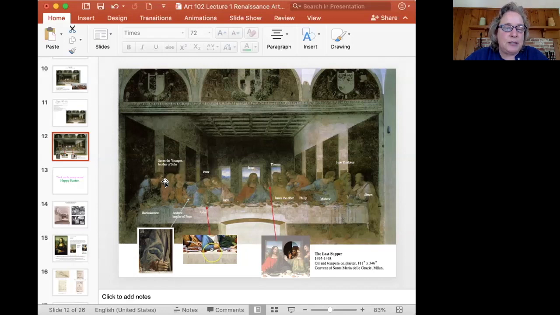Next to him is James the Younger. He's the brother of John, who will be sitting here. And both James and John were the fishermen that Jesus calls from their boats to follow him.